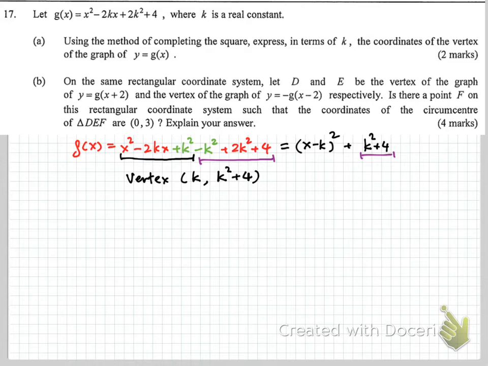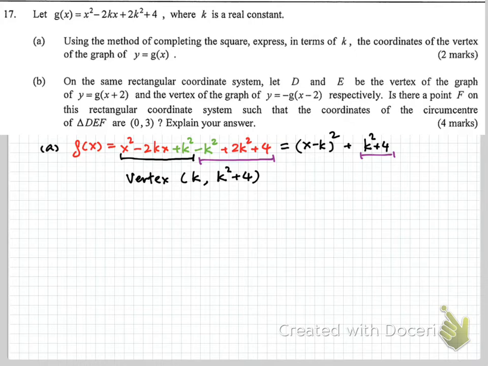The minimum value occurs when x equals k, so this term is 0. That is the smallest you can get, and the corresponding value of y will be k squared plus 4. So that is the position of the vertex. So there goes part A, 2 marks for part A.